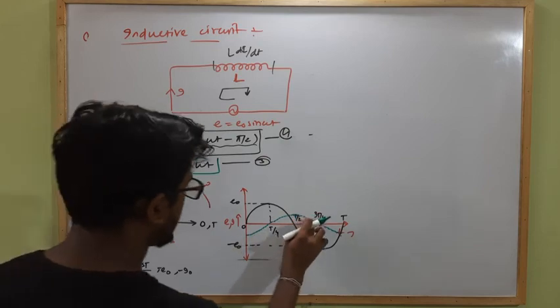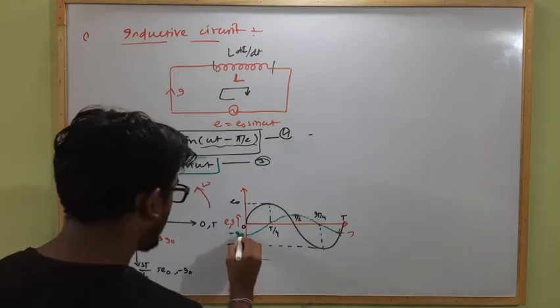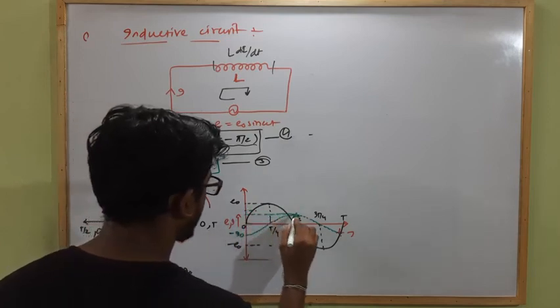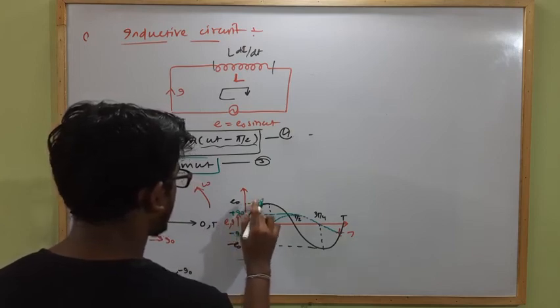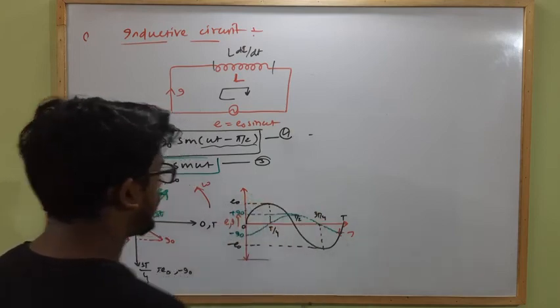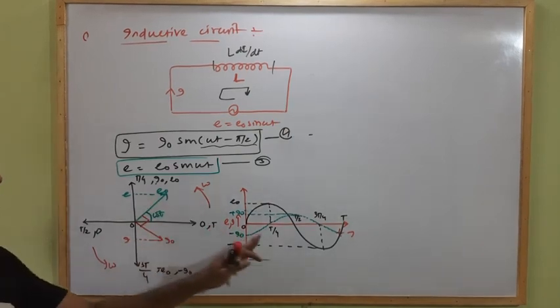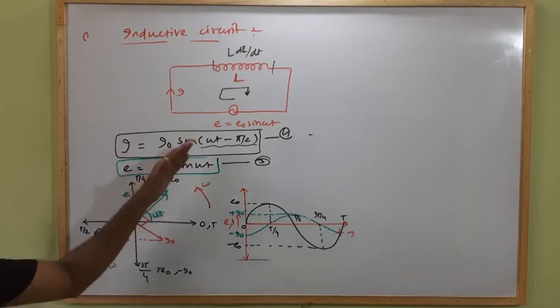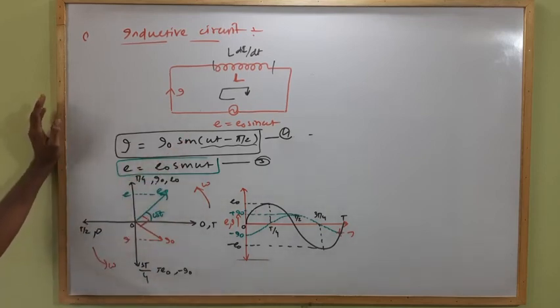Clear? Okay. So this is minus I naught. This is plus I naught. So this will be the wave diagram and phasor diagram for inductive circuit. Clear? Current lag behind the alternating EMF by pi by 2 radian.